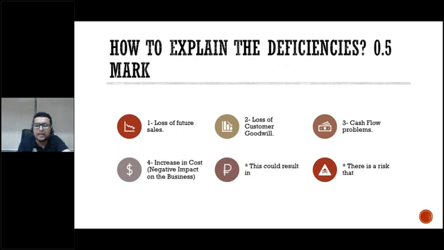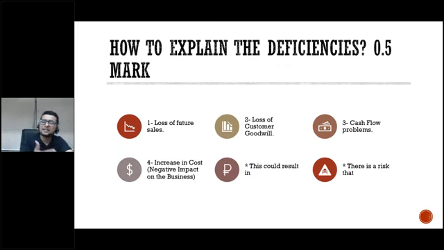So how to write all those things? The examiner uses wording such as this could result in, there is a risk that if this deficiency is not managed, that could lead to loss of future sales.